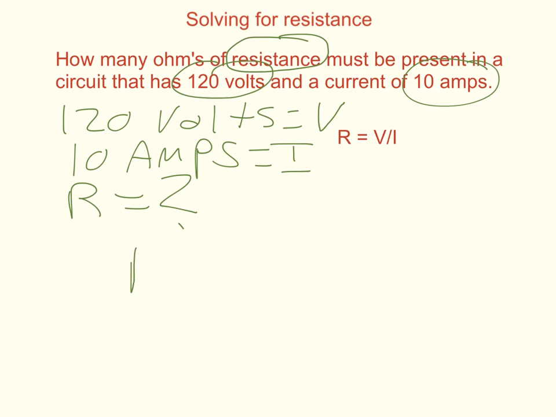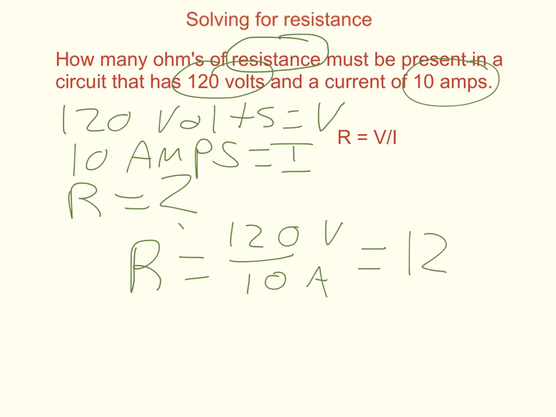So again, I'm going to substitute. R is equal to 120 divided by 10. 120 volts and 10 amps, which gives me 12, and my unit for resistance is ohms. I'm going to put a box around that to show that that's my final answer. All right, now you want to pause this video and copy this down into your notes.